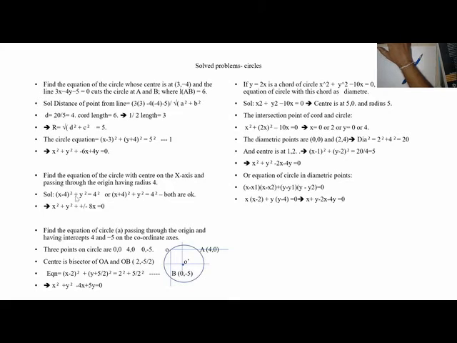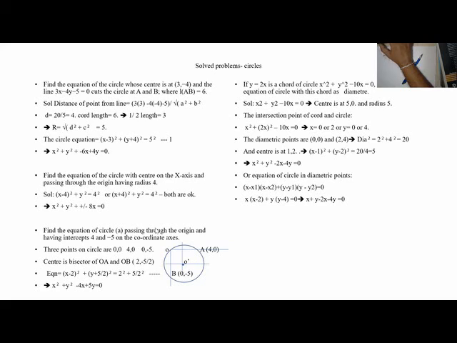So we can say (x minus 4) whole square plus y square is r square, or (x plus 4) whole square plus y square is r square. So both equations give x square plus y square minus 8x is 0. This is the equation with the center on the x-axis and radius 4. Let us see this problem.